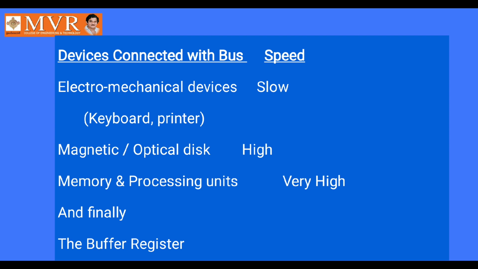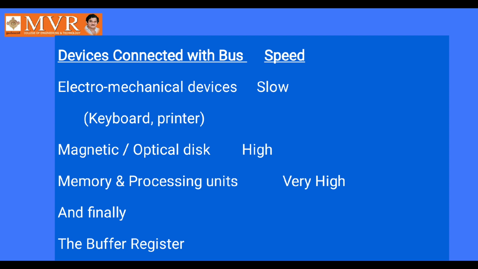The next type of devices connected with the bus are magnetic or optical discs. They are a little bit higher in speed when compared with the keyboard and printer. The third one is memory and processing units. Its speed is very high. As we told you, memory and the processing units are all parallel devices, so they can receive the data and send the data grouped together in parallel. That's why they are very high in speed. So these are the different types of devices that are connected.